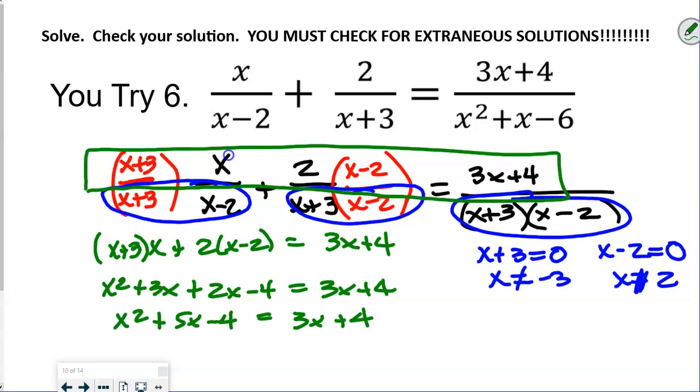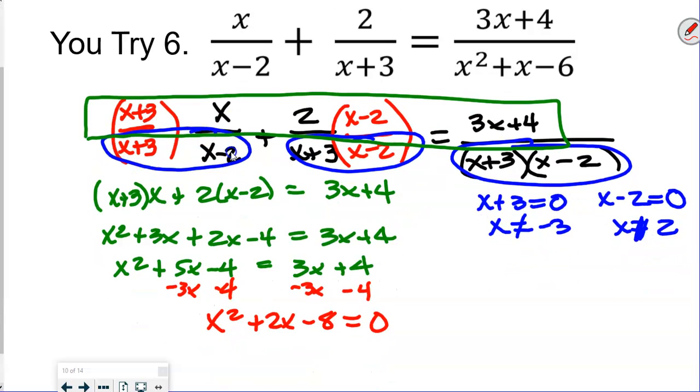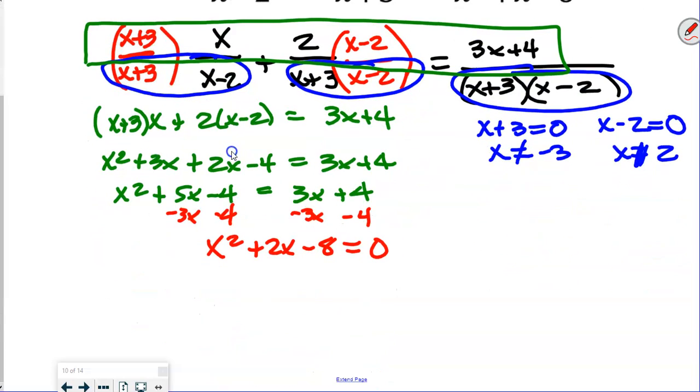I'm going to subtract the 3x from both sides. And we're going to subtract 4 from both sides. So that's going to give us x squared plus 2x minus 8 equals 0. Then we have to factor that. So that's what we're going to do next, is factor that. So again, x and x, we know that there's going to be a plus and a minus because it's a -8. So it's going to be x plus 4 and x minus 2 equals 0.